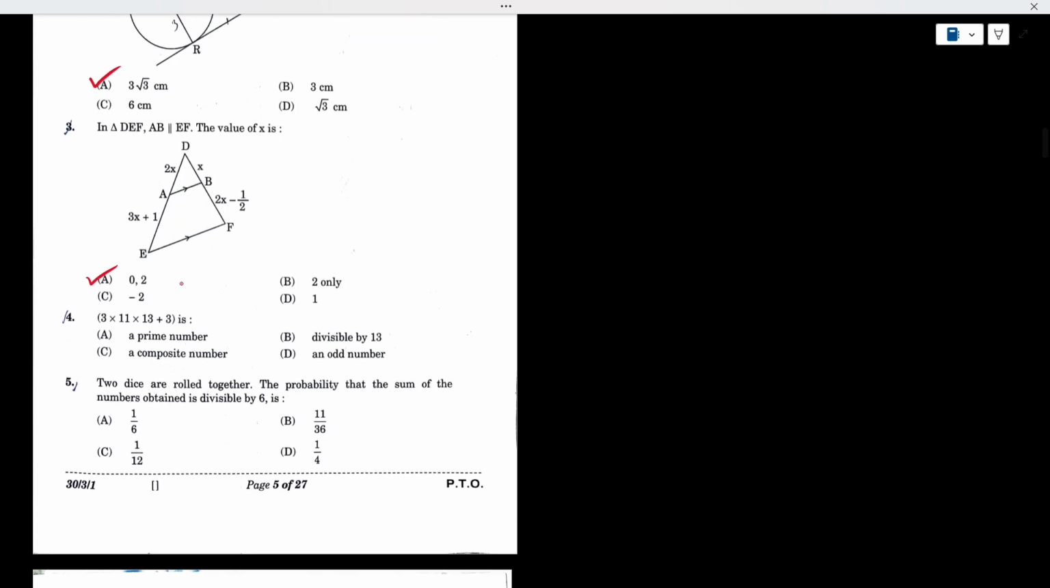Then the fourth question: because 3 can be taken common and there will be more than one factor, the answer is option C, which is composite number. You can see the paper code here also.